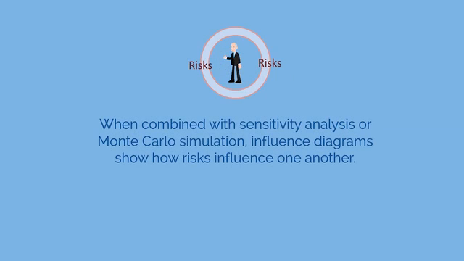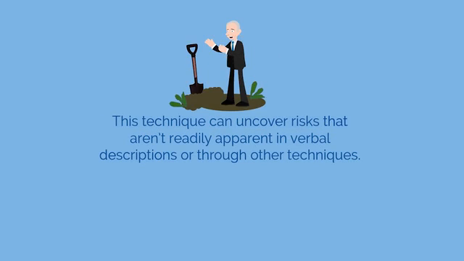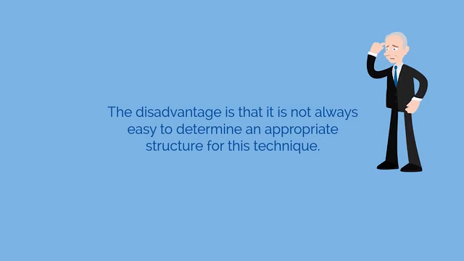When combined with sensitivity analysis or a Monte Carlo simulation, influence diagrams show causal relationships between risks. This technique can uncover risks that aren't readily apparent in verbal descriptions or through other techniques. The disadvantage is that it's not always easy to determine an appropriate structure for this technique.